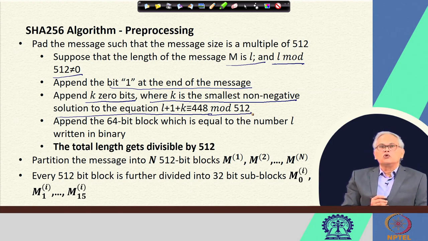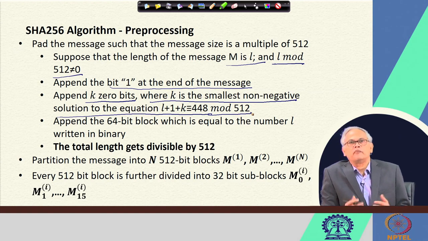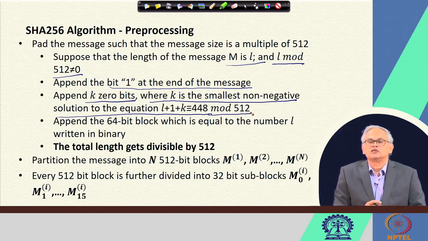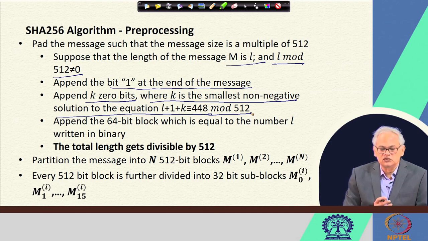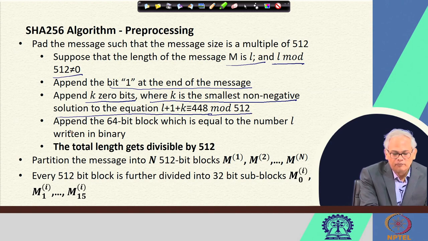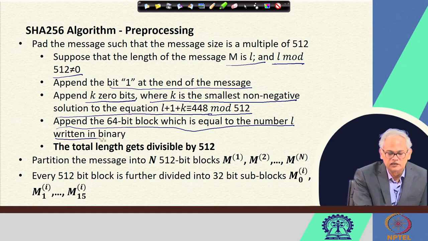Okay. So, this is a very simple step. In order that the input message size matches the requirement for applying the SHA-256 algorithm, we pre-process it so that certain properties are satisfied. As shown here, we have appended the bit 1 at the end of the message, and then we append k number of 0 bits, where k is the smallest non-negative solution to this particular equation, and then append the 64-bit block, which is equal to the number L written in binary.